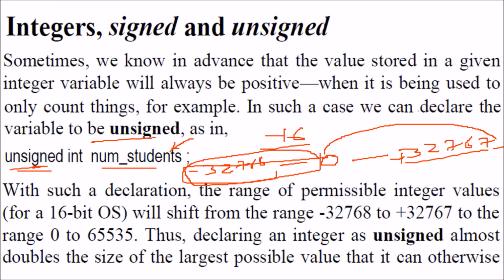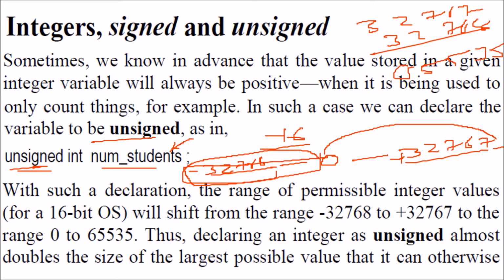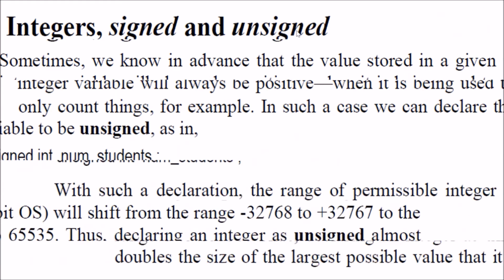So how much does it become? Just add 32767 and 32768. You will get 65535. So this is the range you get, from 0 to 65535. If you declare an unsigned, you are increasing your range. Declaring an integer as unsigned will double the size of the largest possible value otherwise.